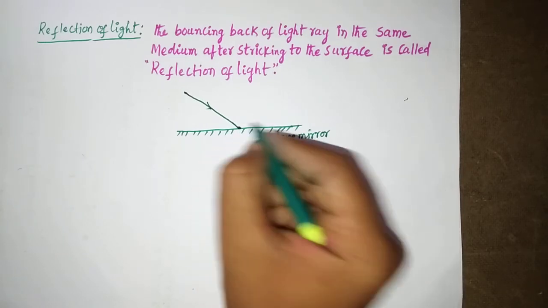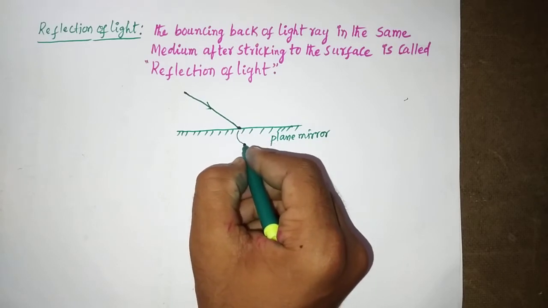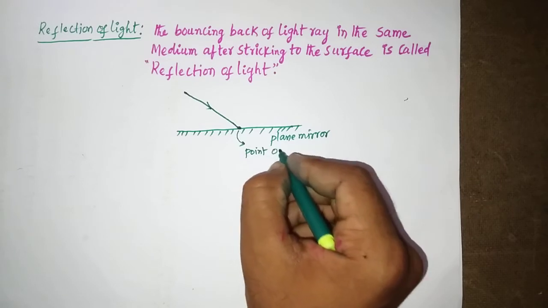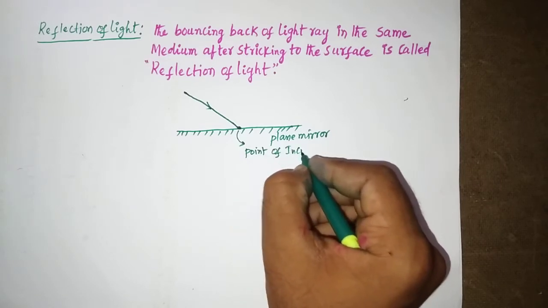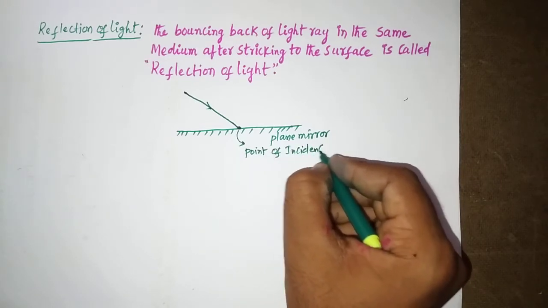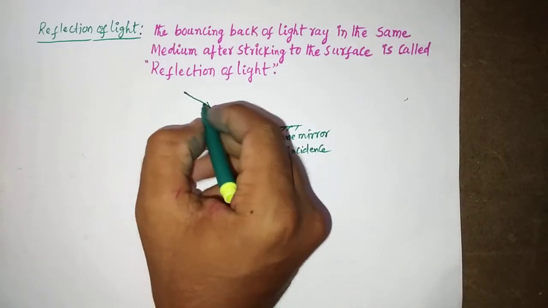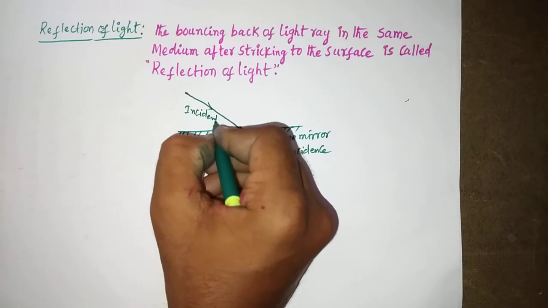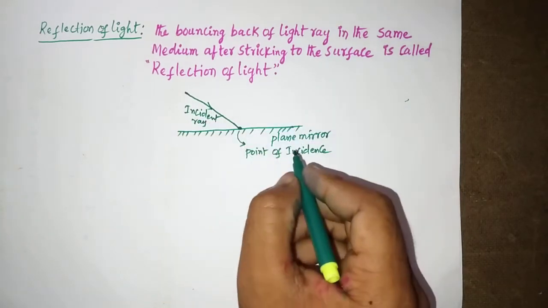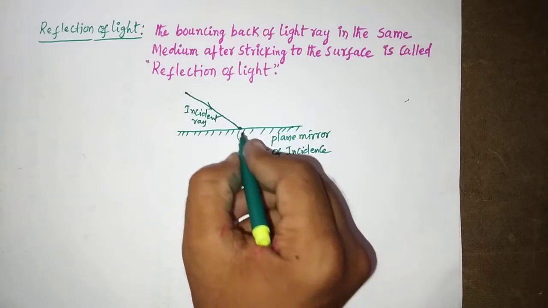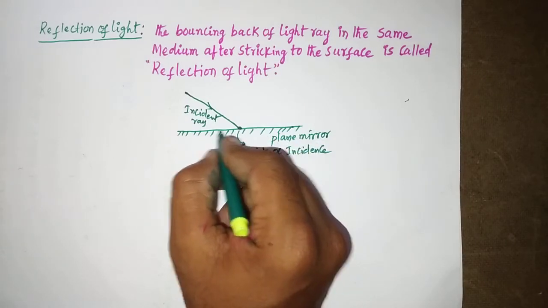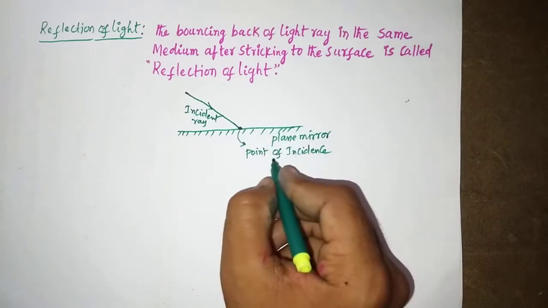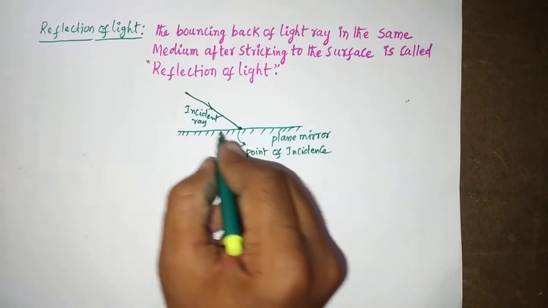What happened? The incident ray creates a point. That point is called the point of incidence. This ray is called the incident ray, and it strikes the surface. The strike point is called what? Point of incidence.